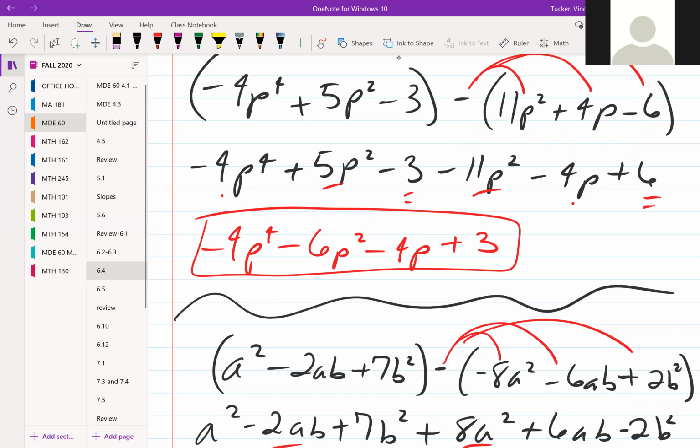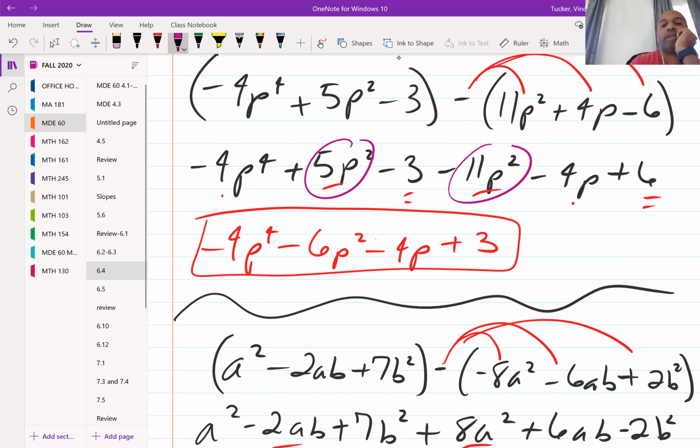All right. So negative 4p to the fourth. Nothing could add to that because there's another p to the fourth. So you just bring it down. Then we have 5p squared and negative 11p squared, which gives us negative 6p squared. Negative 4p, there's nothing I could add to that, so I'll just bring that down. And we have negative 3 and positive 6, which gives us a positive 3.